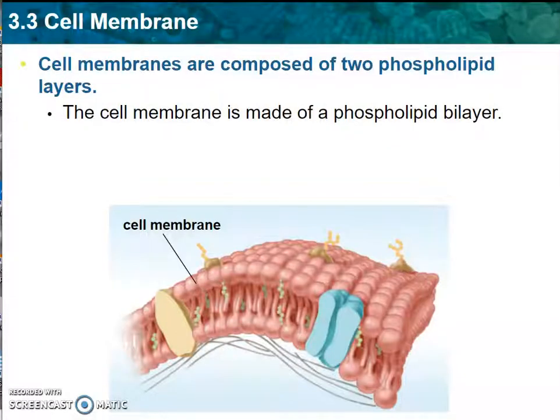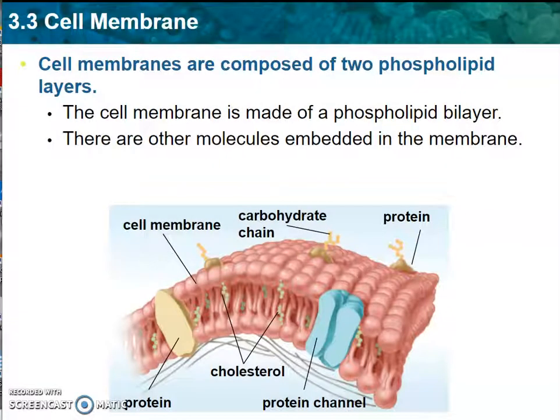The phospholipid bilayer is made up of polar, or hydrophilic, heads that face out. The nonpolar, or hydrophobic, tails face inward. Selectively permeable, because of the hydrophobic tails, means that it allows certain types of molecules to pass through but not others. There are other molecules embedded in the membrane.